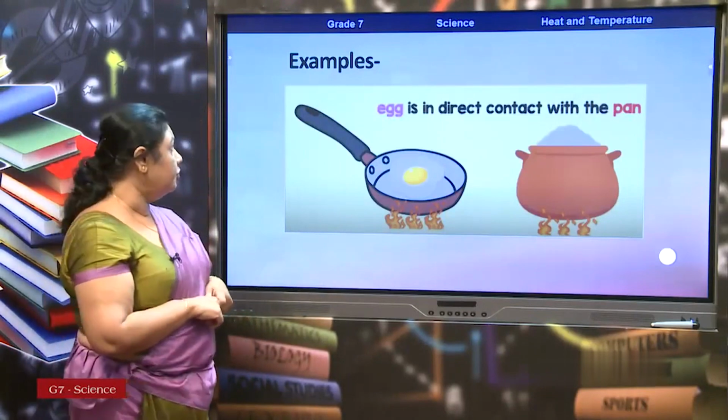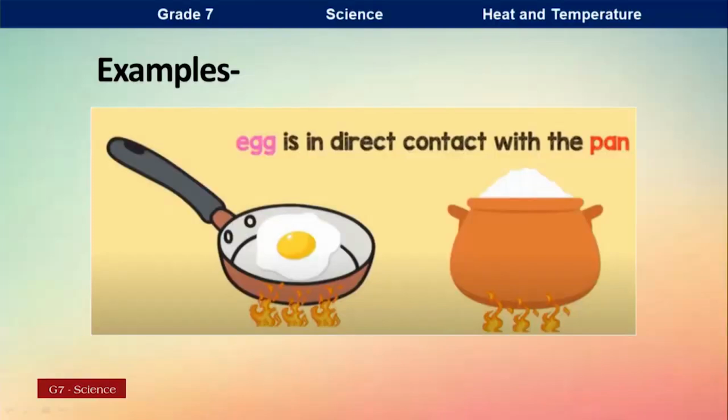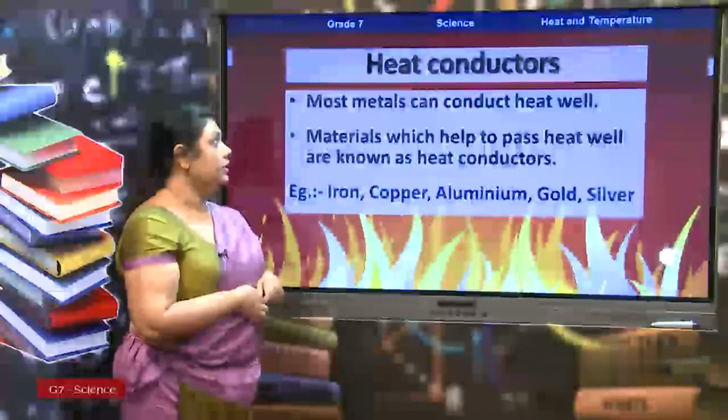As I told you, here, look at this, the egg is in direct contact with the pan, and this pot of rice or what you are cooking has direct contact, and without moving particles, it has absorbed heat. So, that is conduction, right.